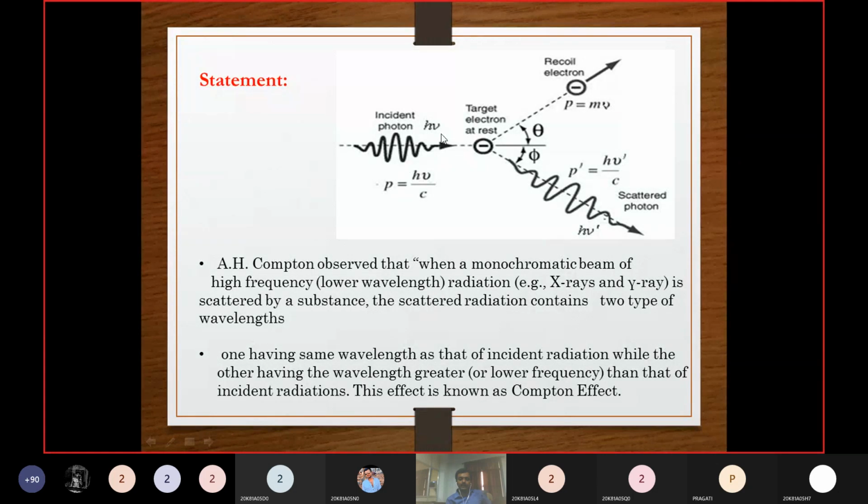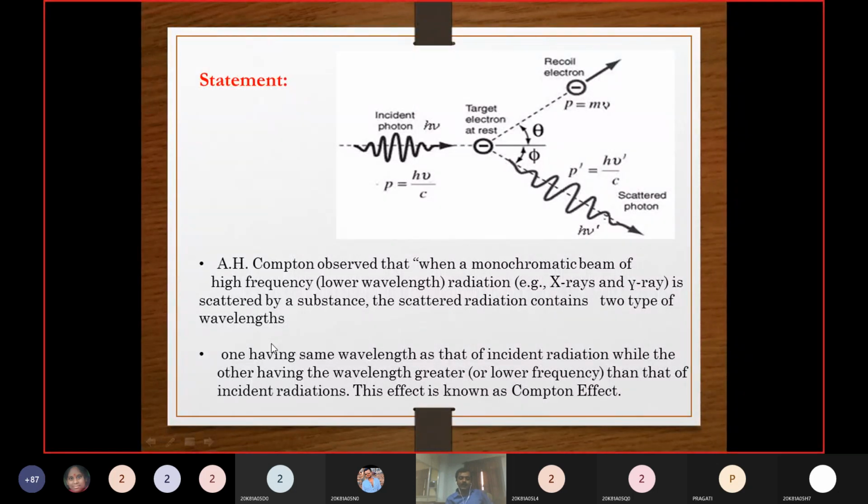Compton observed that when a monochromatic beam of high frequency, that means lower wavelength, radiation is scattered by a substance, the scattered radiation contains two types of wavelengths. Now we will discuss what the two types of wavelengths are.